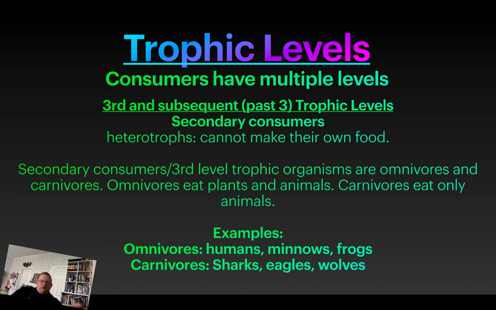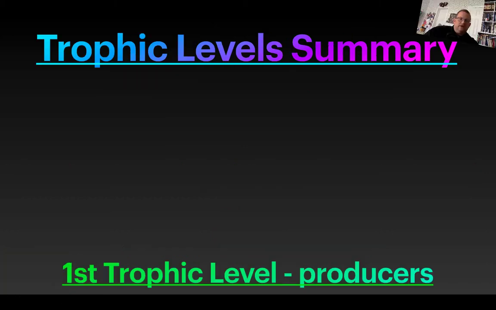So you got your third level and sometimes your fourth level, and we'll talk about that fourth level in a minute. So you got your first level plants, your second level are herbivores, your third level are omnivores and carnivores. Okay, so let's do a quick summary. I want to show you a picture of what this looks like. Your first trophic level, those are your producers, your plants, your trees, your flowers, your algae, your phytoplankton. You got the point there.